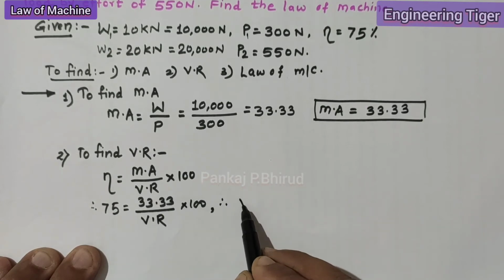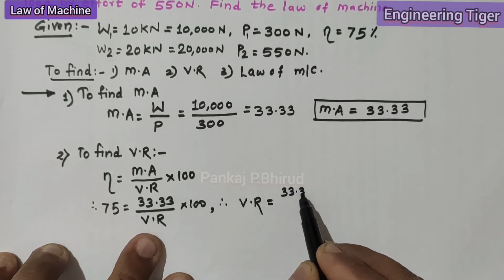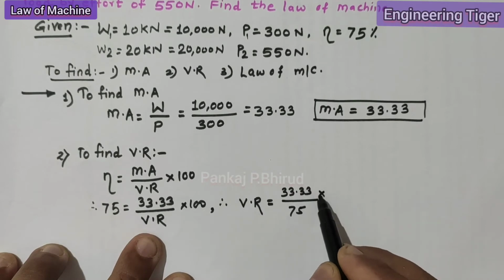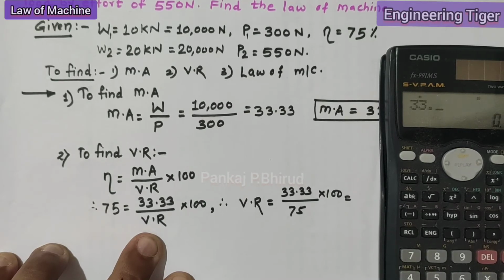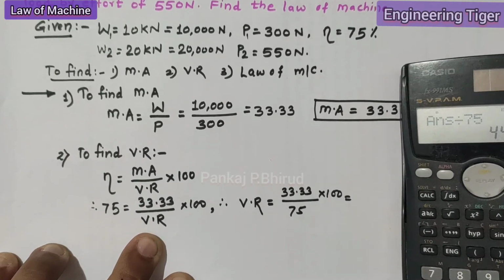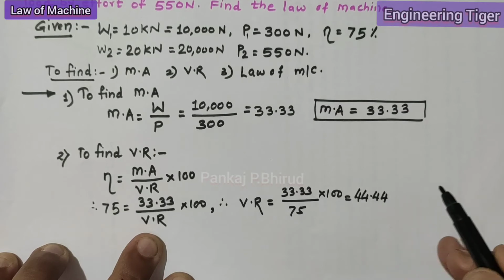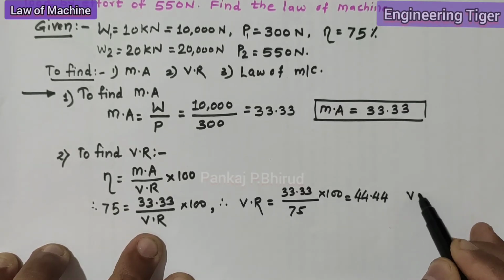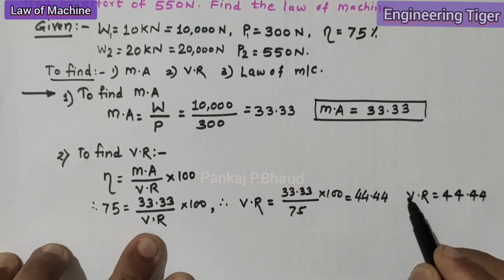Therefore, velocity ratio equals 33.33 upon 75 into 100. So by calculating it, we'll get 33.33 into 100, which means 3333 upon 75, and that is 44.44. So VR is 44.44. It is also unitless. So here velocity ratio equals 44.44.